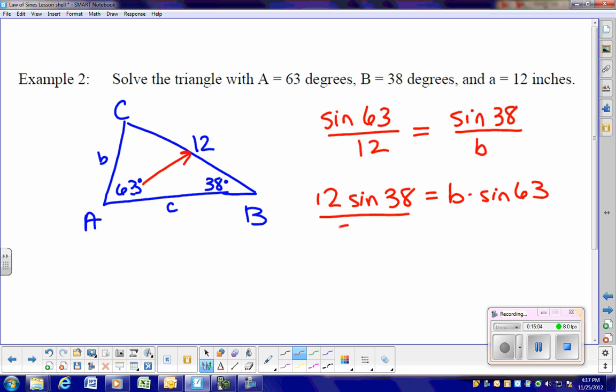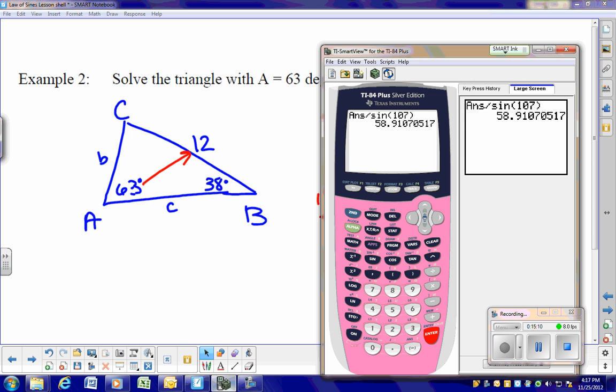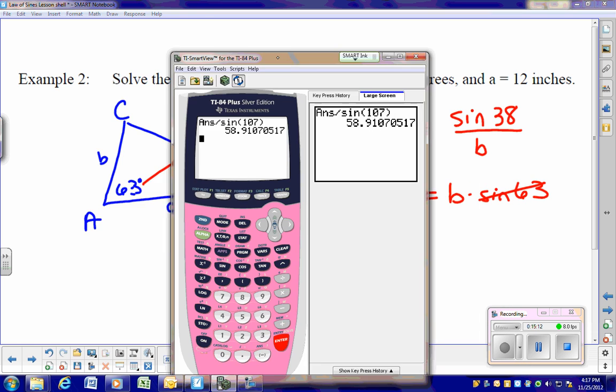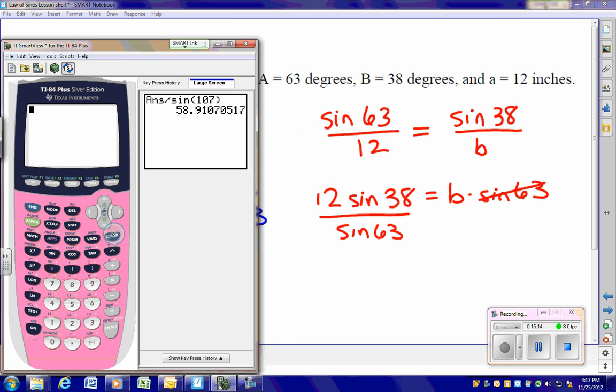Our next step is to divide by the sine of 63. And so we should have this. And then we're going to pull up the calculator and hope that I can type a little better this time. Good grief. Okay, so we'll have 12 times the sine of 38, and we will divide that by the sine of 63. Okay, 8.291.